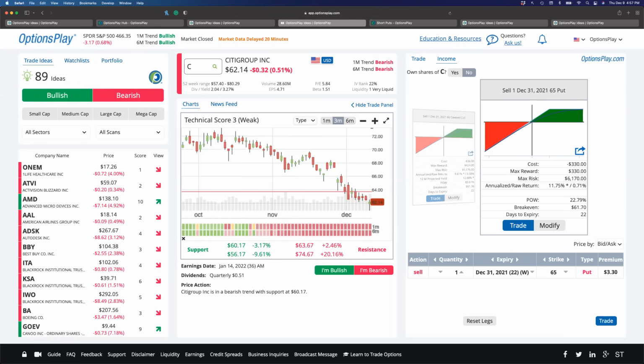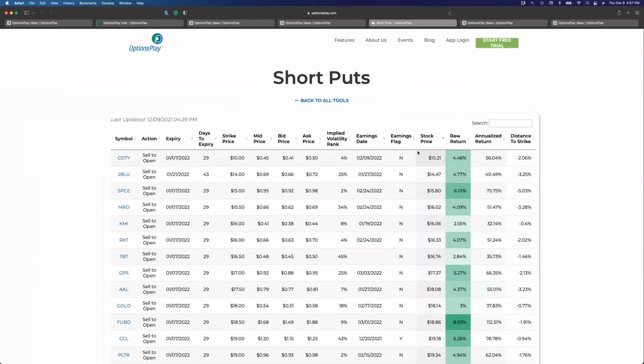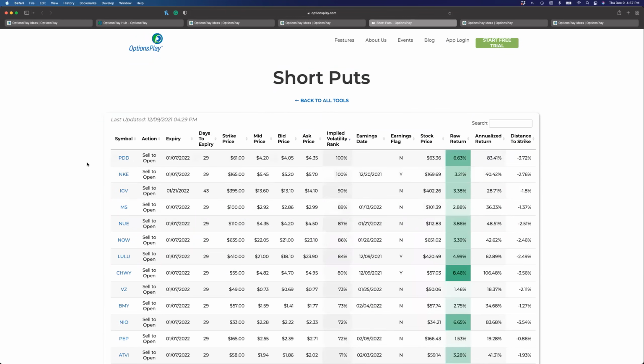Do you favor high or low volatility for short puts? Well, high volatility is definitely going to favor selling puts. And that's why we have this implied volatility rank number. You can sort this based on implied volatility rank. The ones with the highest implied volatility rank are the ones that have the highest relative yield for that underlying stock.